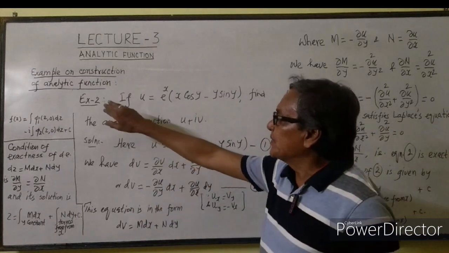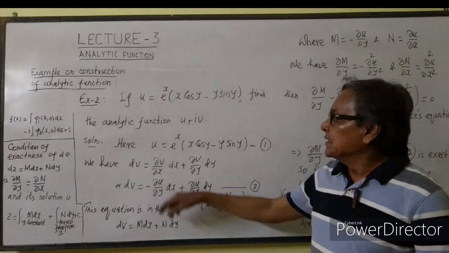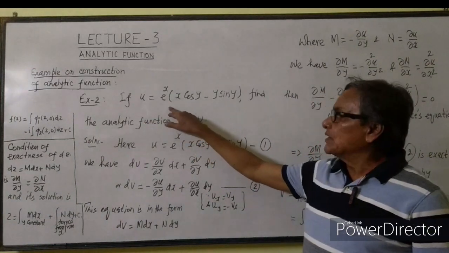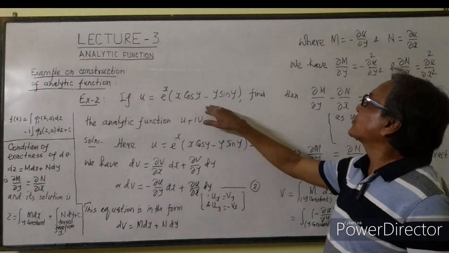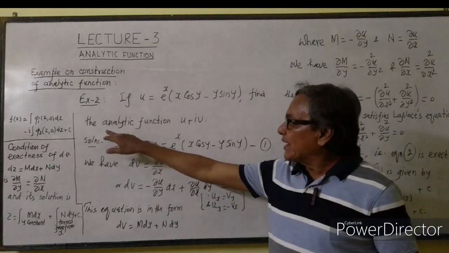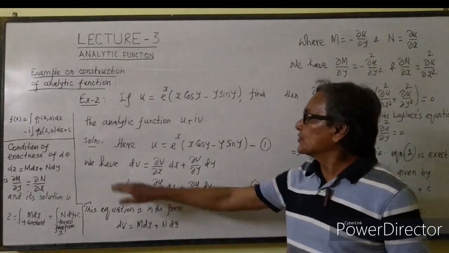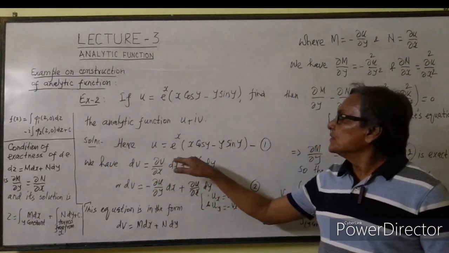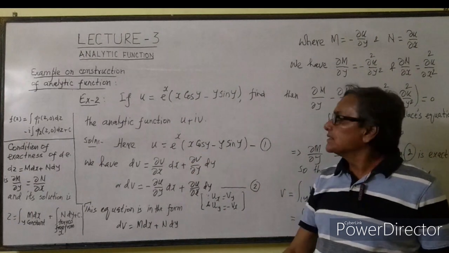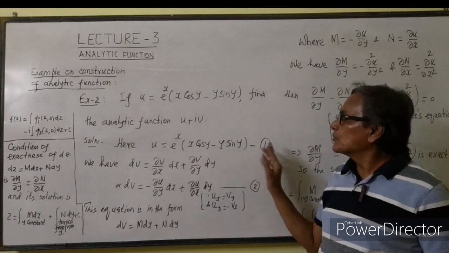So now we are going to discuss this example. Example number 2, that is an example on construction of analytic function. If u is equal to e to power x (cos y minus y sin y), find the analytic function u plus iv. Solution. Here u is equal to e to power x (cos y minus y sin y). Suppose this is equation number 1.